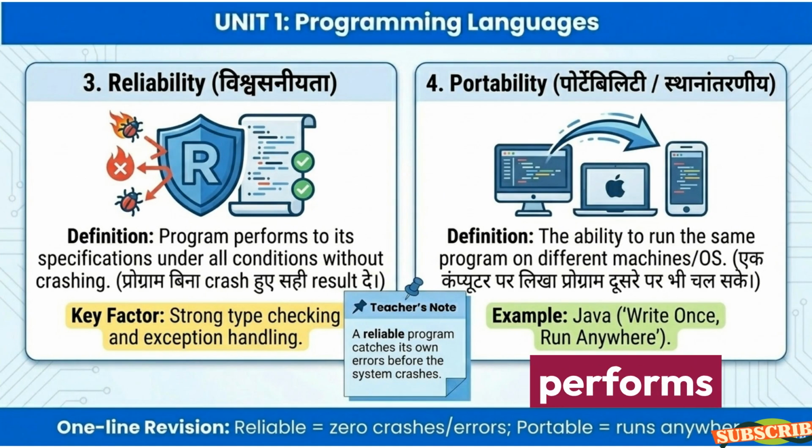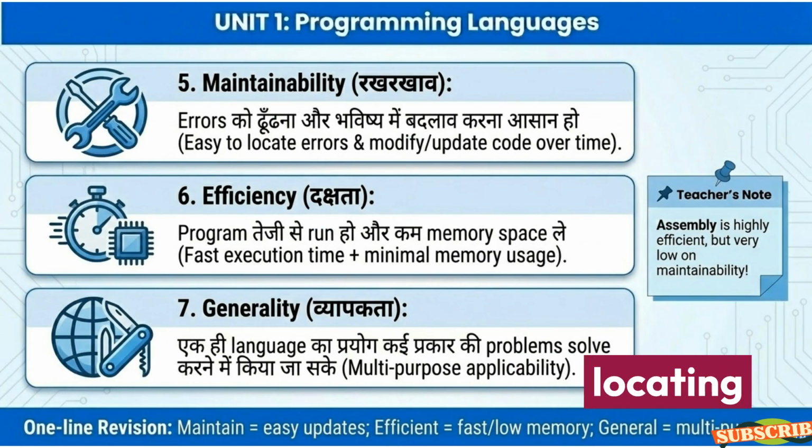Reliability means the program performs correctly under all conditions without crashing, achieved through strong type checking and exception handling. Portability is the ability to run the same program on different machines or operating systems, famously summarized by Java's write once, run anywhere philosophy. Maintainability is the ease of locating errors and modifying code over time.